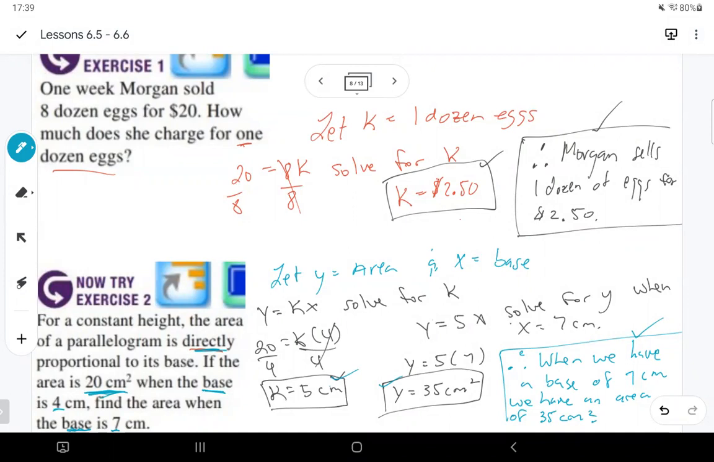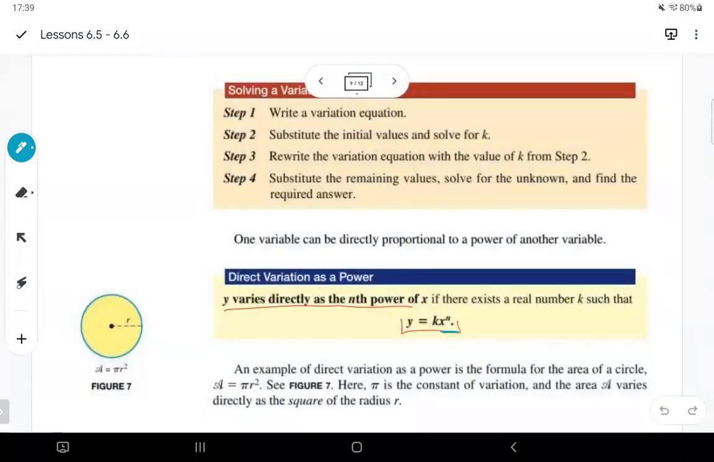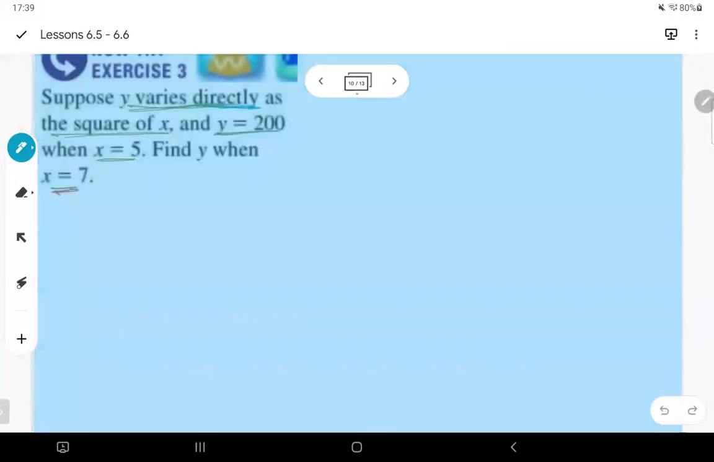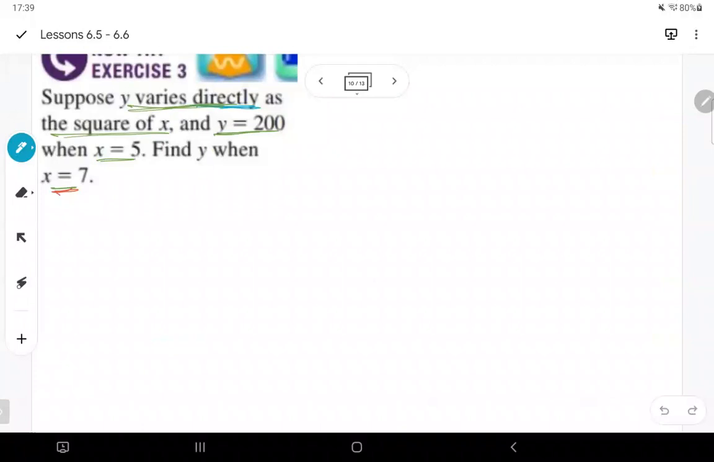All right, let's keep it rolling. Okay, so this is the small part I was telling you about where it varies directly with the nth power. It's just x now has a little power to it. That's all. So your general form normally looks like this. Now we're saying, okay, we have a power, so it looks like this.